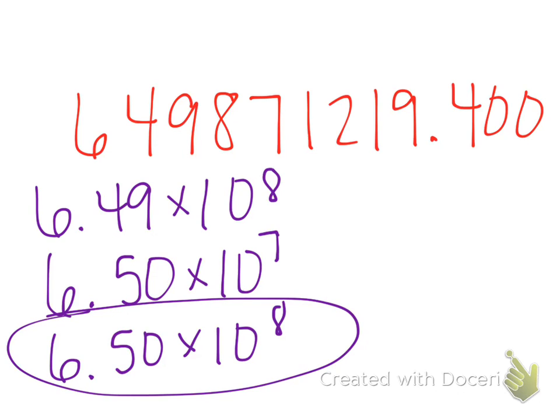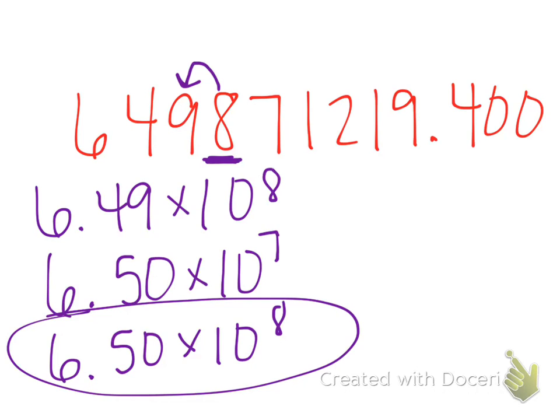I had this: 6.50 times 10 to the 8th. So why is it 50 instead of 49? Yeah, see this 8 that's after the 9 here? That means we round that up. Okay? We round that up.